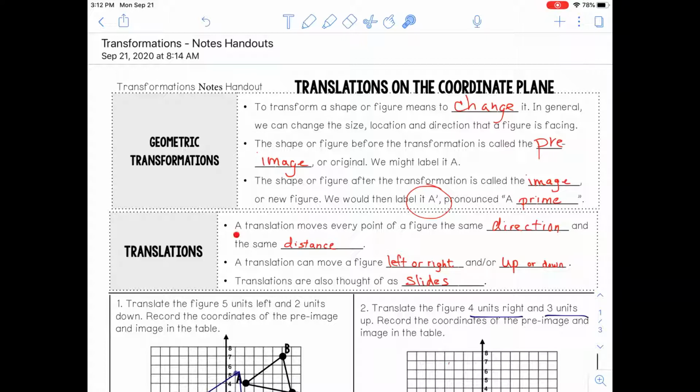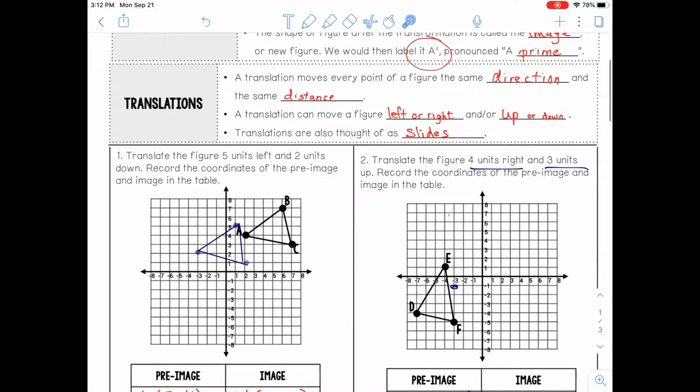A translation moves every point of a figure in the same direction and the same distance. A translation can move a figure left or right and/or up or down. Translations are also thought of as slides, so we're sliding the figure. But I want you to use the word translations. Get used to that, but just understand that it's like a slide. It's sliding something.